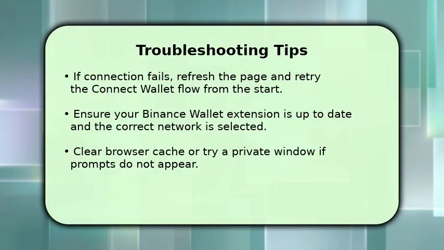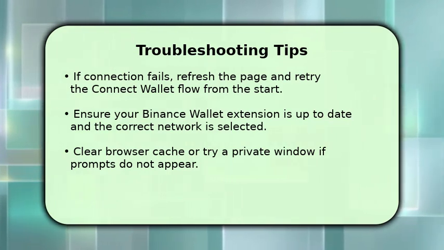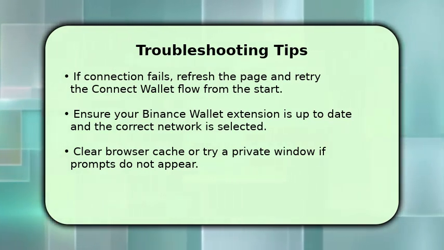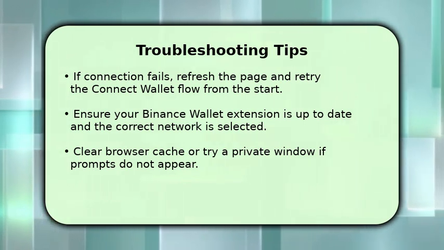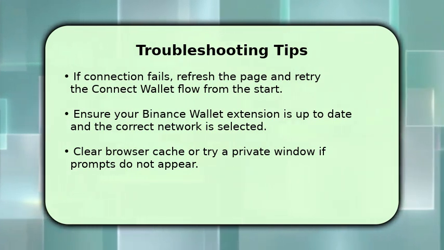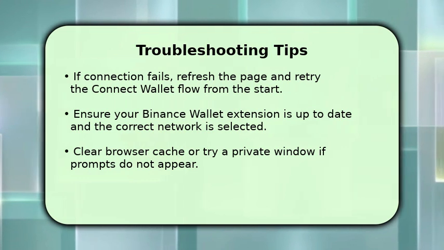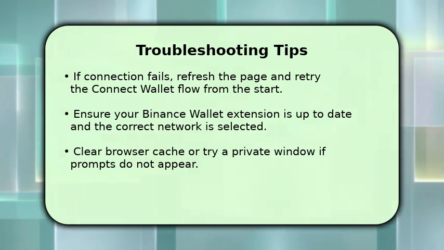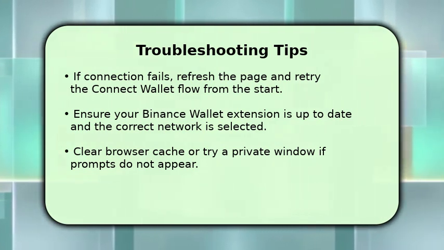If you hit a snag, take a breath and refresh the site before reattempting the Connect Wallet flow. Verify your Binance Wallet extension is updated and set to the correct network for Hamster Kombat. Try disabling other wallet extensions to avoid conflicts, or open a private window to rule out cache issues. If signature prompts still don't show, restart your browser and try the process again. Usually that fixes lingering permission problems.